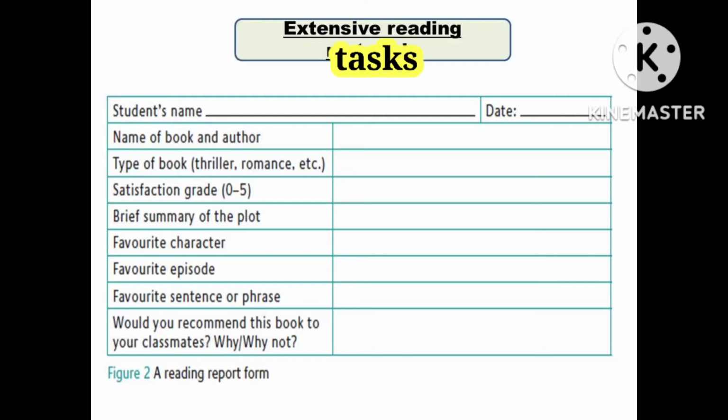So I have here an example of a reading report form. They can write the student's name, the date, the name of the book and author, the type of book, whether it is a thriller or romance, then a satisfaction grade, they can rate it from 0 to 5, then a brief summary of the plot, favorite character, favorite episode, favorite sentence or phrase. Then, would you recommend this book to your classmates? Why or why not?